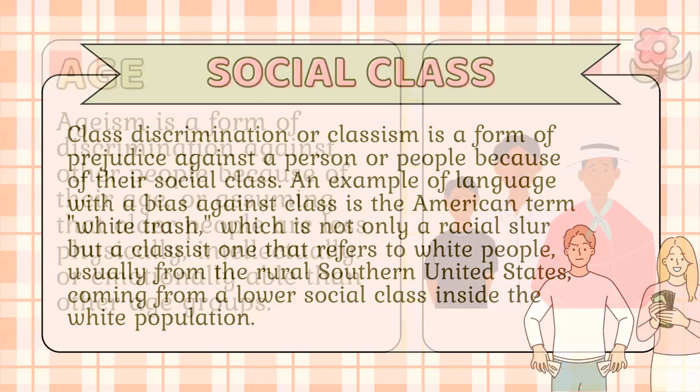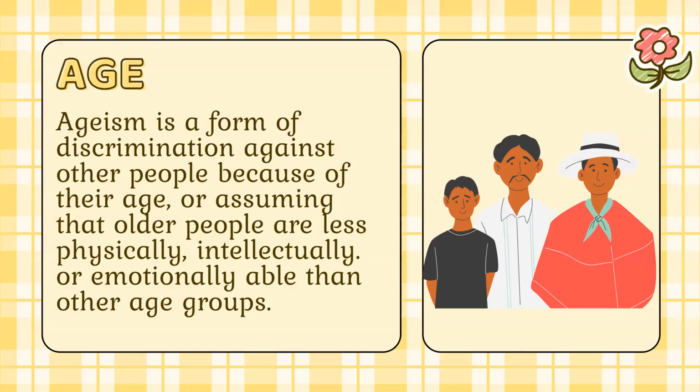All right. Next would be age. Ageism is a form of discrimination against other people because of their age, assuming that older people are less physically, intellectually, and emotionally able than other age groups. The capabilities of younger people should also not be underestimated on the basis of their age. Again, it is important to refer to a person's age only when that information is pertinent to what is being discussed. When referring to a generic group, one should ask their subjects what words they prefer. Do they wish to be called older persons or senior citizens? Do they prefer the label youths, teenagers, or young people?